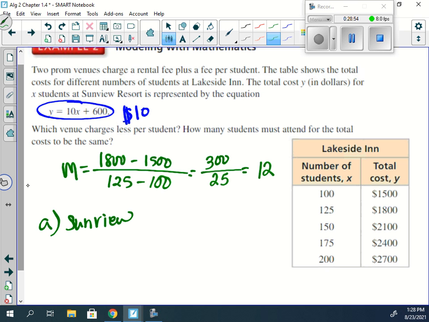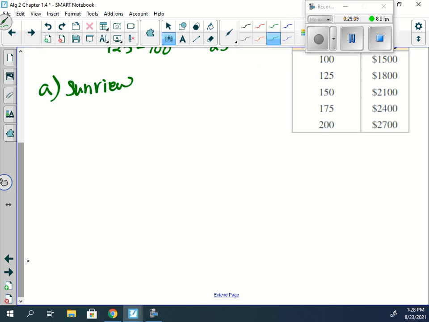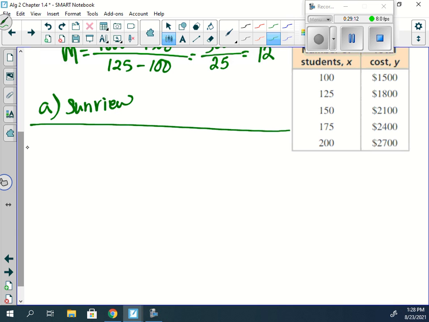So we do have an equation for Sunview, but we don't have one for Lakeside Inn. Are we given the y-intercept for Lakeside Inn? Are we given the value b? No. Okay. So for us to be able to find an equation, we can't use y equals mx plus b because I don't have a value for b. I do have the slope, and we do have lots of points to choose from. So what we're going to use is y minus y1 equals m times x minus x1. I can use this formula to find the equation of a line if I have a slope and a point.